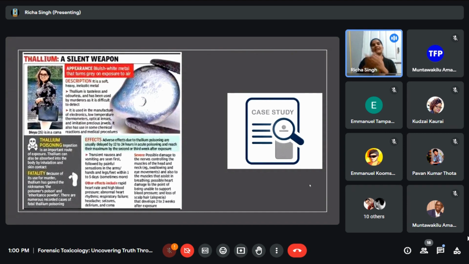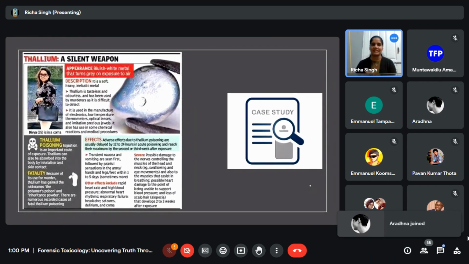So this is one example of how thallium is a very silent weapon which kills a person, and it is also a heavy metal. And there are a lot of other heavy metals which lead to the death of a person, like arsenic and mercury, and there have been many different cases associated with them. But thallium is the one which is coming into a lot of limelight these days.